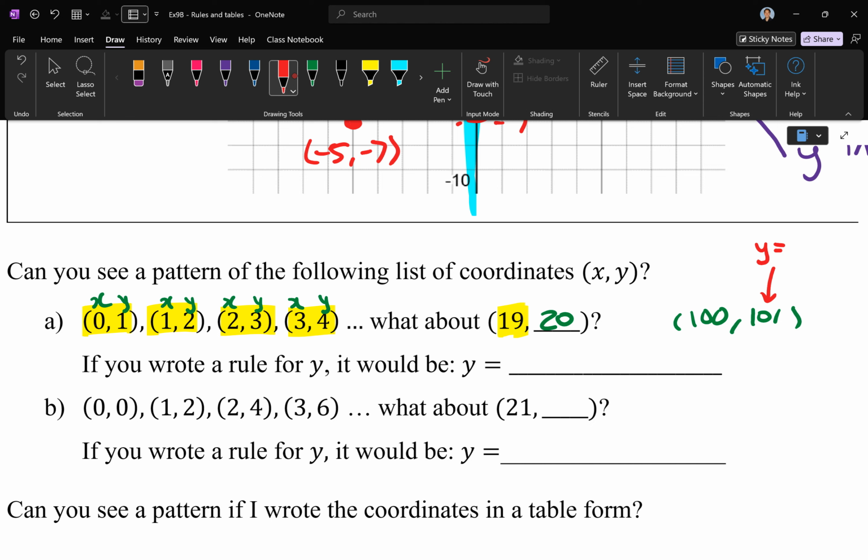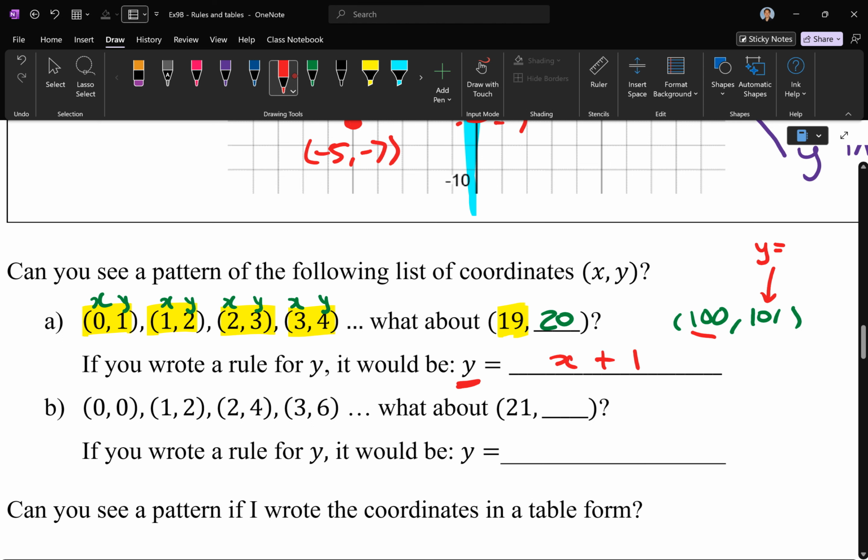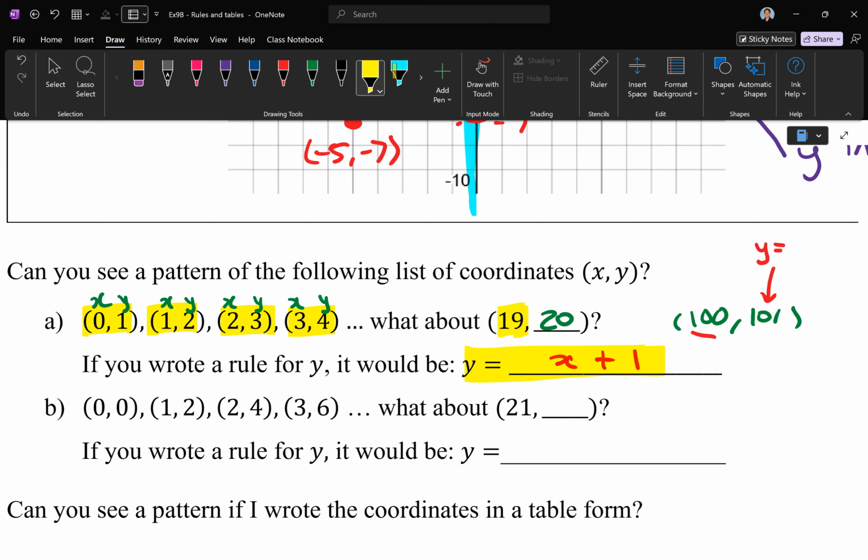Okay, what did you plus 1 to? To the x. So when we write the rule, what you're really saying is to find all the y coordinates, the pattern was whatever x is, add 1. Can you please write that down? So this is a rule. This is teaching you to recognize that I can figure out what the pattern is based on what you were able to predict, because you can see a pattern, right?